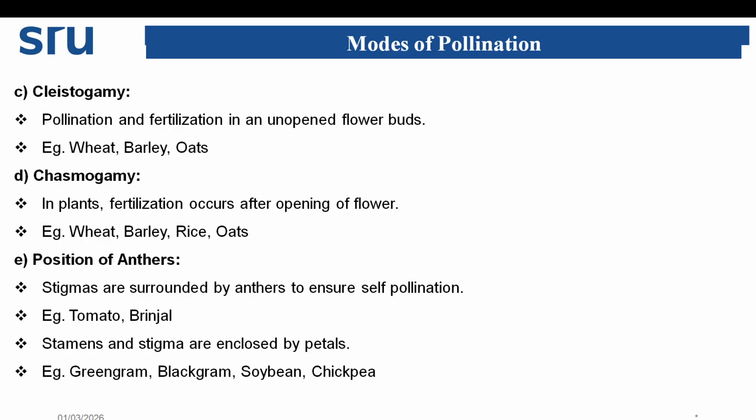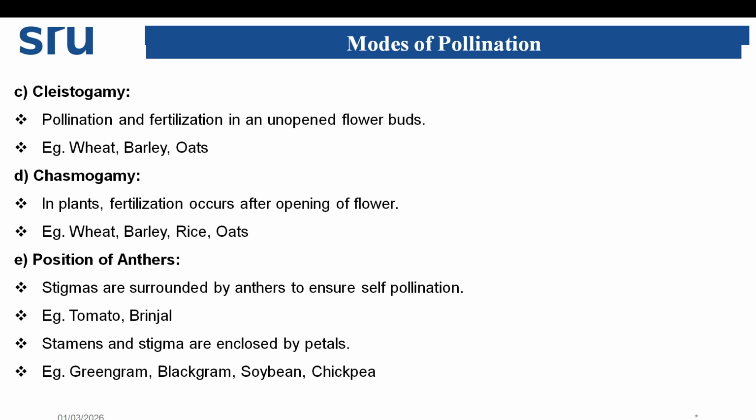Then the third mechanism, that is cleistogamy. So what is cleistogamy? It is a condition where pollination and fertilization occur in an unopened flower bud. So before opening of the flower bud, pollination and fertilization take place. That is called cleistogamy. Examples: wheat, barley, oats.